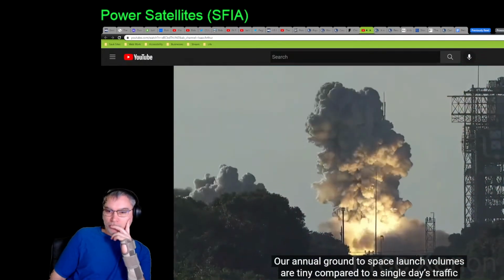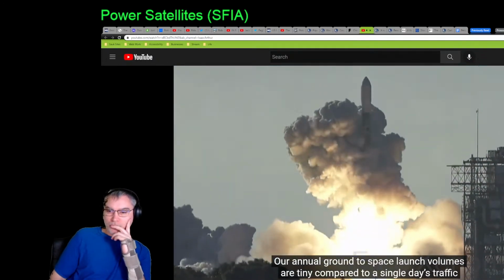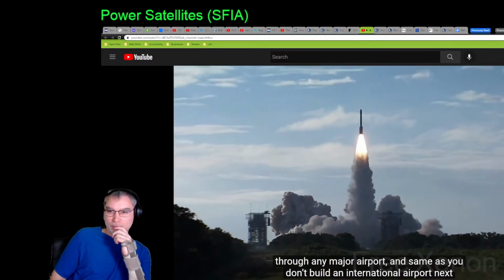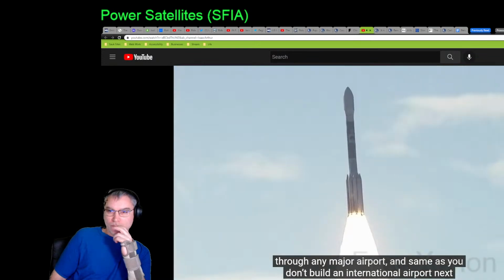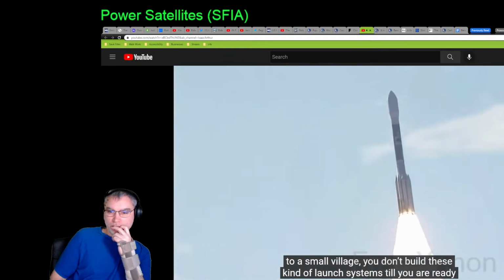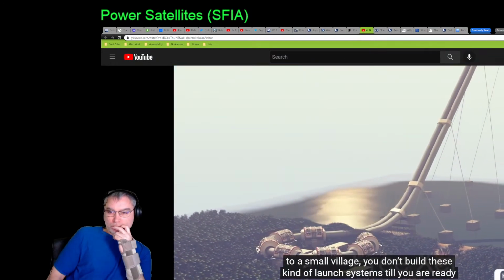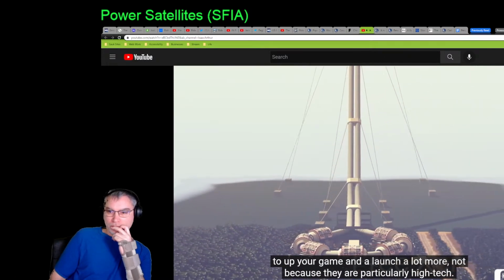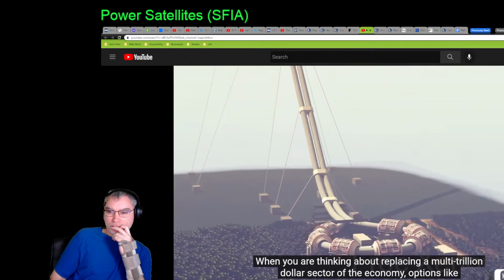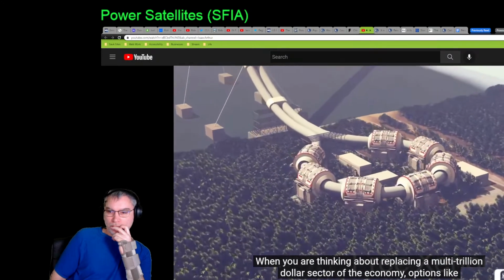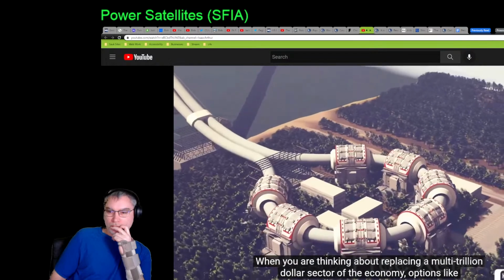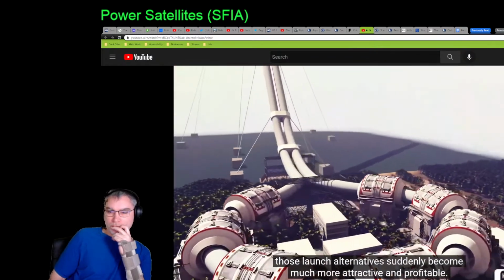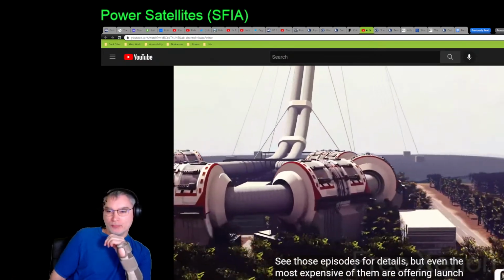Our annual ground-to-space launch volumes are tiny compared to a single day's traffic through any major airport, and same as you don't build an international airport next to a small village, you don't build these kind of launch systems till you are ready to up your game and launch a lot more, not because they are particularly high-tech. When you're thinking about replacing a multi-trillion-dollar sector of the economy, options like those launch alternatives suddenly become much more attractive and profitable. See those episodes for details.